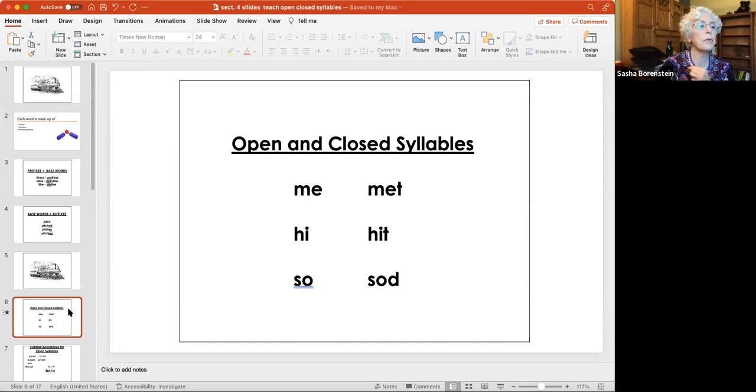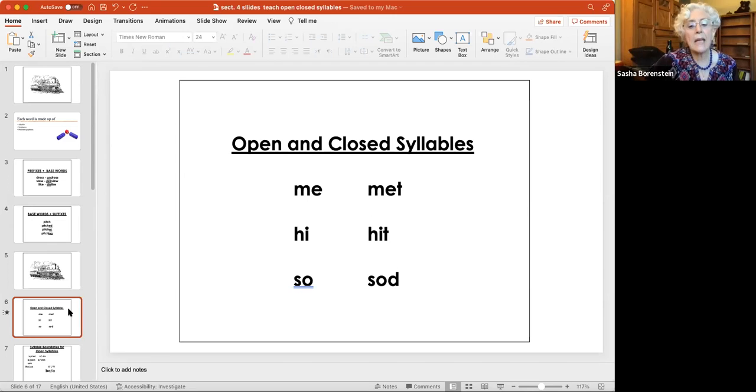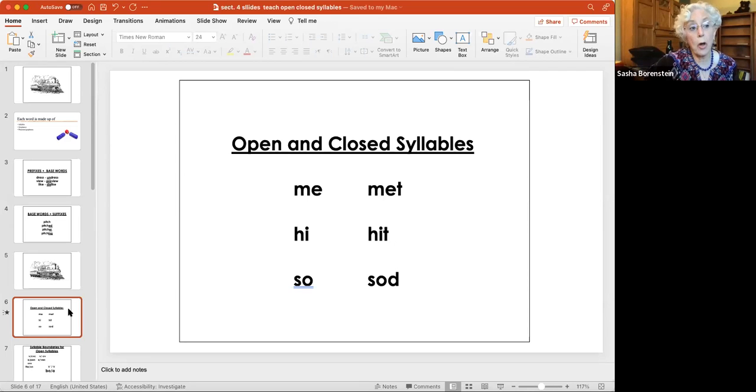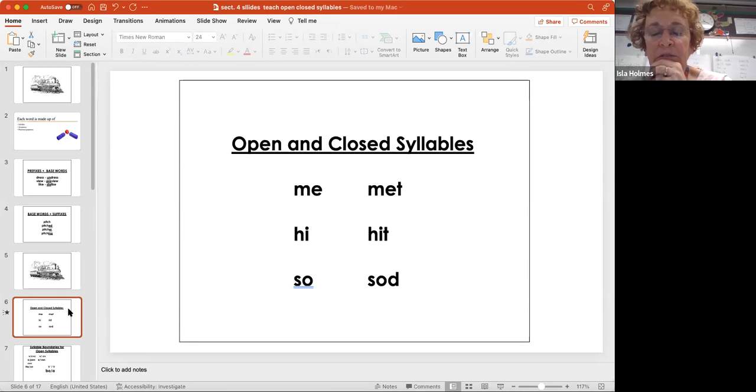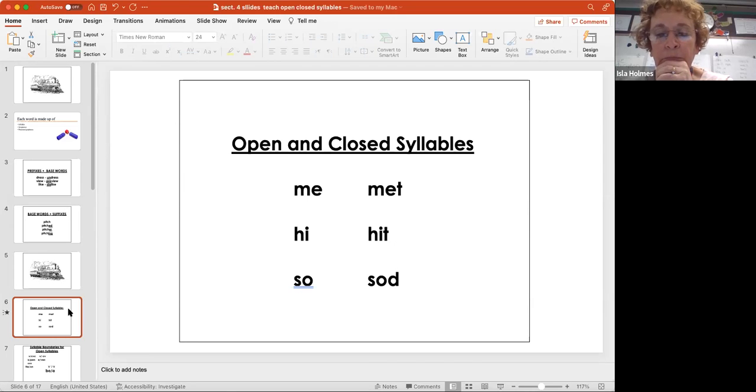Let's see if that's true of the other words in this experiment. High and hit. What is the sound of the I in the word high? Long I. I agree. And would that be an open syllable or a closed syllable? Open. Yes, because it comes at the end and it says its long sound, doesn't it? Hit, what is the sound of the single vowel? Short I. I agree. And is it an open or closed syllable? Closed. Okay, let's do it with the last two.